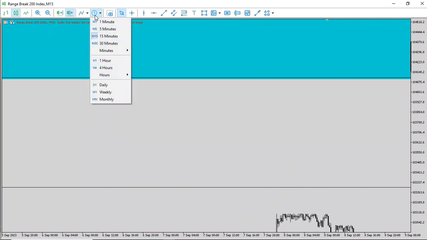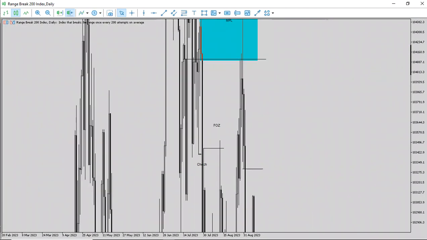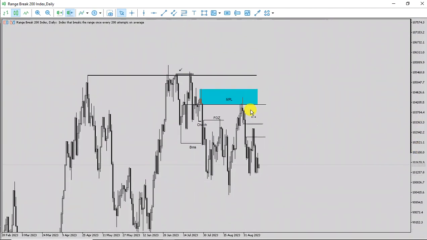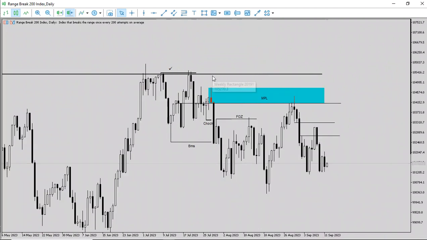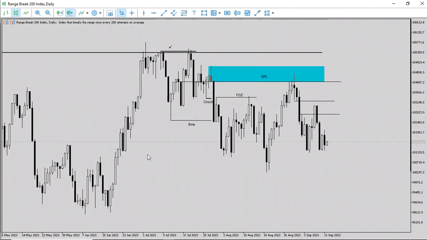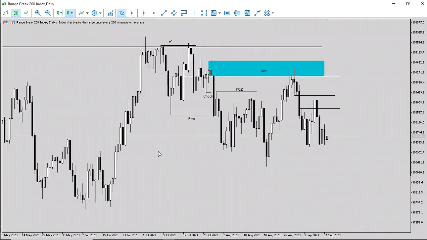So I always tell those on the mentorship or people that have asked me questions about boom and crash that I don't pay attention to lower time frame. I always go to higher time frame so that the candlestick will look like something that I know of, the candlestick that we all know. So right here, this is the range break on the daily time frame.